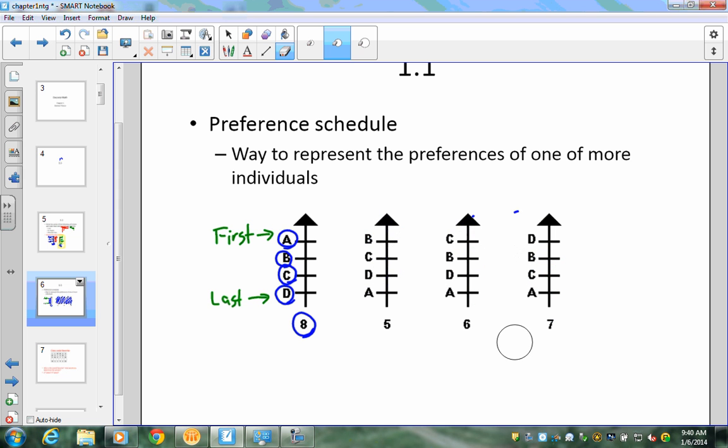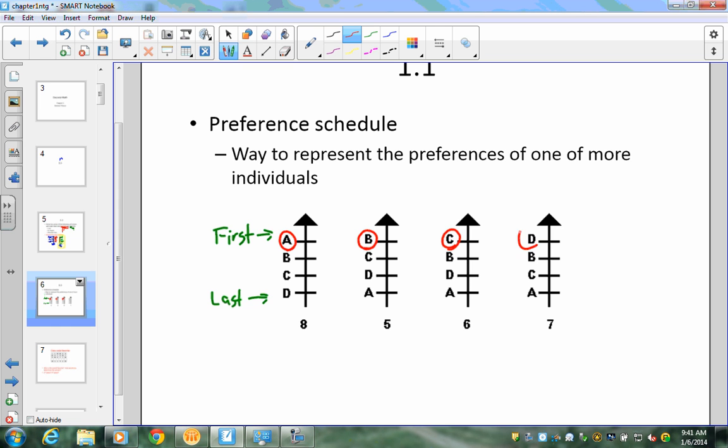Now let's say I was to bring in the other preference schedules and I was to say, based upon this information here, who has the most first place votes? Well, if you're talking about first place, then you need to be talking about first place for every single arrow. So when we do that, we just tally up our answers. A has 8 first place votes, B has 5 first place votes, C has 6, and D has 7. That's pretty simple.